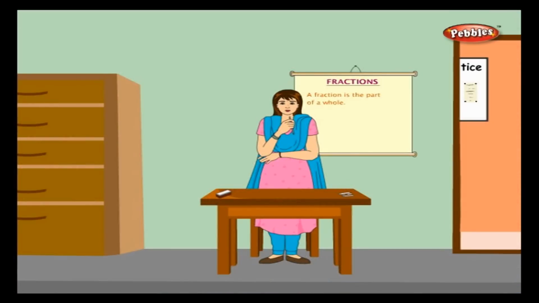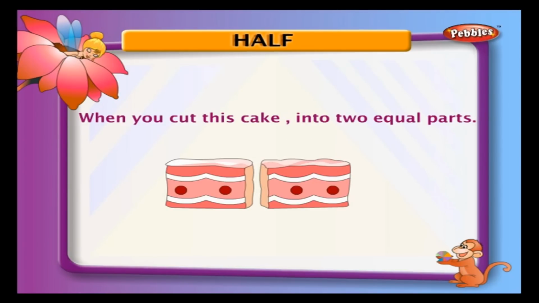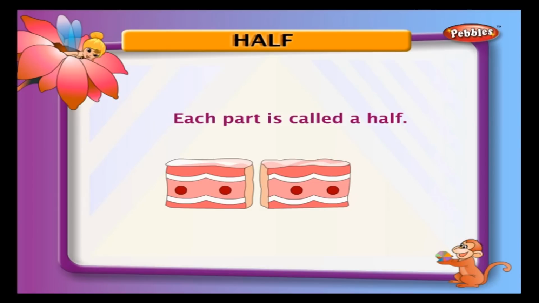Fractions. A fraction is the part of a whole. To understand this better, let us see some examples. Half. This is a whole cake. When you cut this cake into 2 equal parts, each part is called a half. A half is written as 1 by 2.